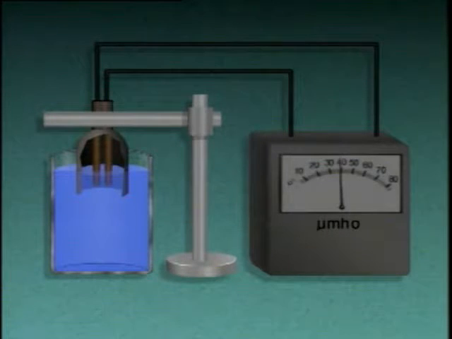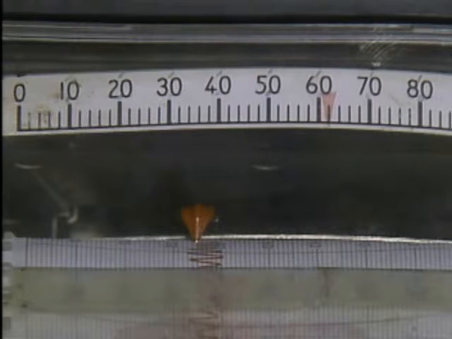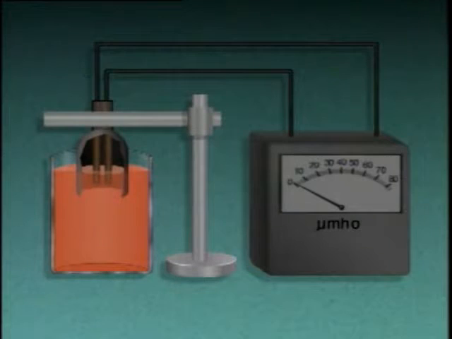In this arrangement, the conductivity value is indicated on the meter scale. But in some systems, the measurement is sent to a recorder where a permanent record of conductivity values can be maintained. Now suppose we put a different solution in the beaker and repeat the test. But this time, the pointer doesn't move as far up the scale. That's because the conductivity of this solution is lower than that of the previous solution.